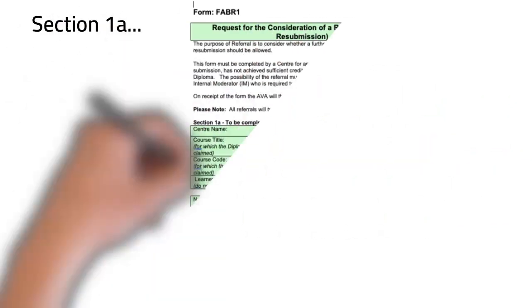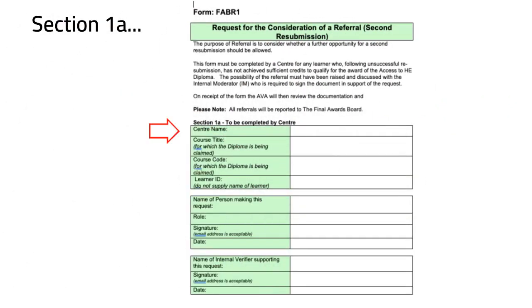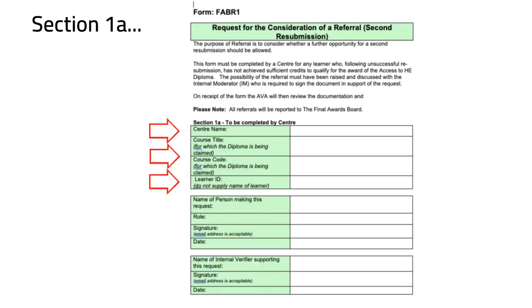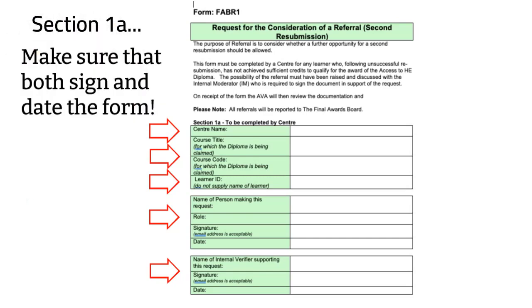Section 1A identifies the provider, the course, and the student. The person making the application and their role, along with the internal verifier supporting the request, must also be identified, and both must sign and date the form.